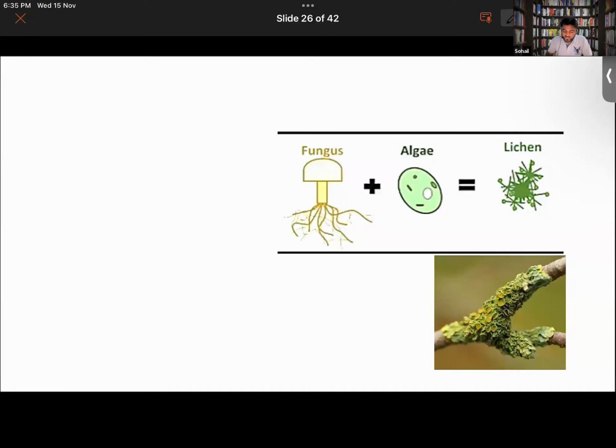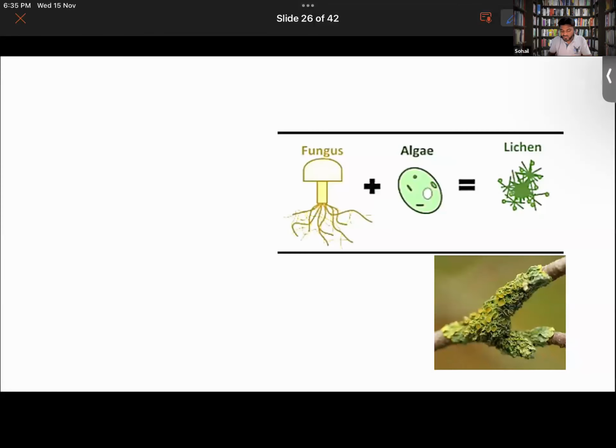Algae, we know that there are three types of autotrophic organisms. They are green plants, algae, and a bacteria, whose name is... there's a bacteria also that can perform photosynthesis. Cyanobacteria, exactly. So they can perform photosynthesis. So algae here is also photosynthetic in nature because they contain chlorophyll.